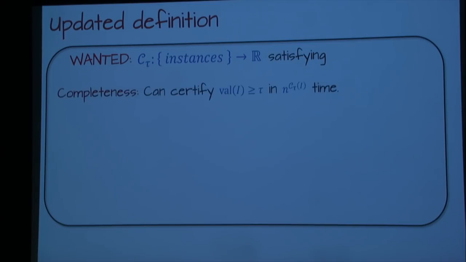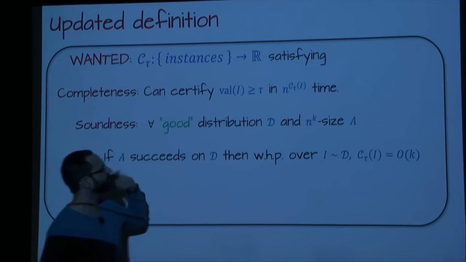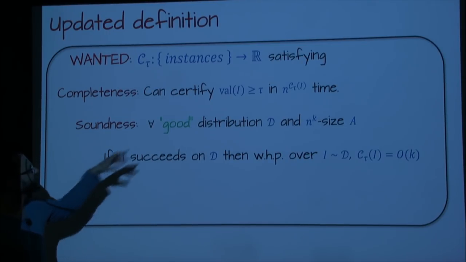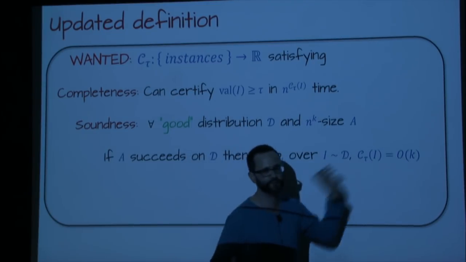So okay, now what I would like is the following. I like this completeness condition, and I would like that for every good distribution, if A succeeds on this distribution, then with high probability, if it runs in time n to the k, or its size as a circuit is n to the k, the complexity is O of k.